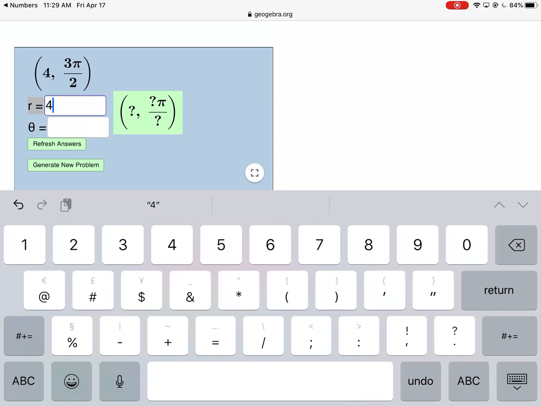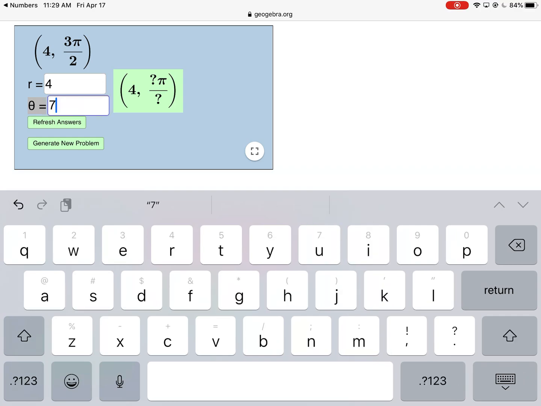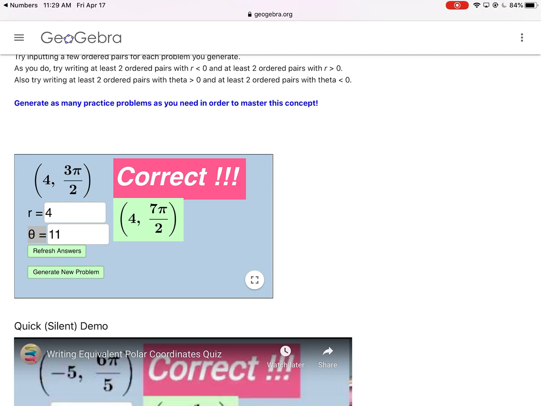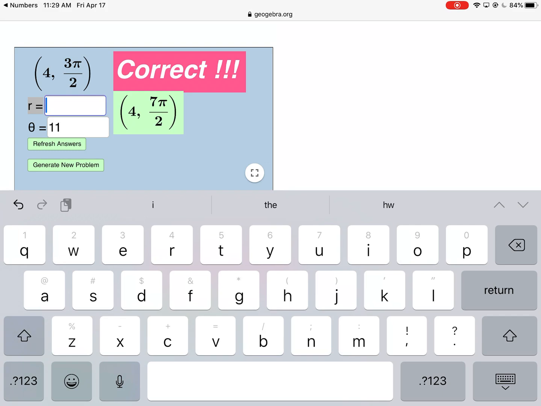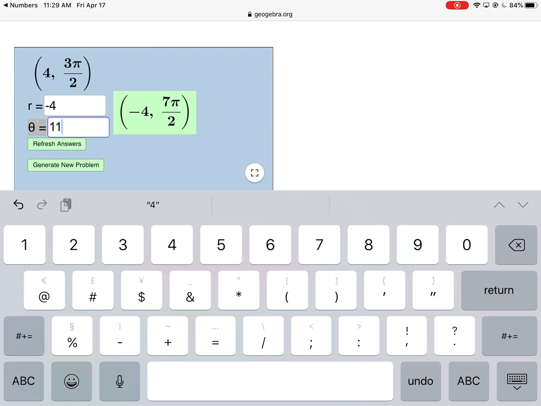So let's keep r positive 4. If I keep it positive, then I'm going to need to add or subtract a multiple of 2 pi. So 3 pi over 2, let's do plus 2 pi. That should be 7 pi over 2. Or how about, let's make this negative 4. Then that means I could add or subtract just pi to the original angle of 3 pi over 2. So how about I add pi to 3 pi over 2? That would give me 5 pi over 2.